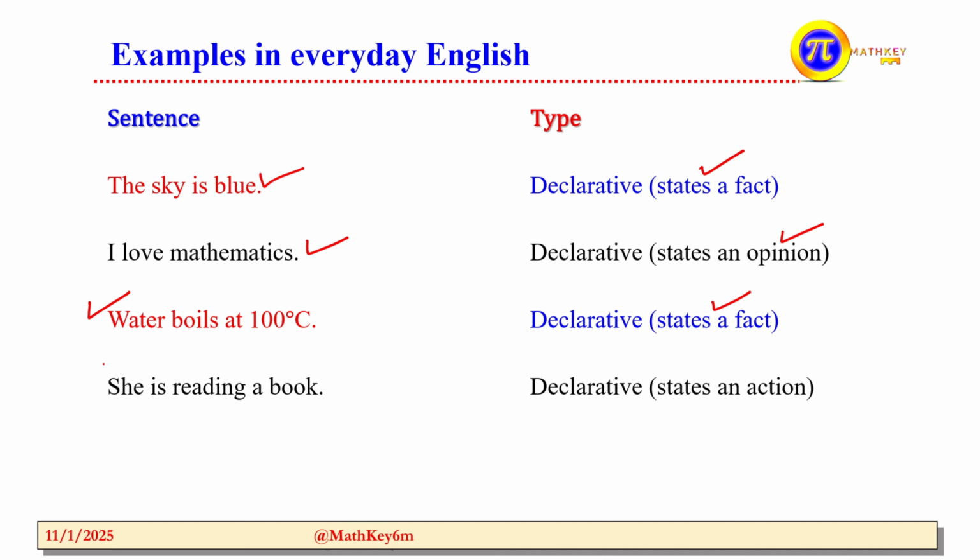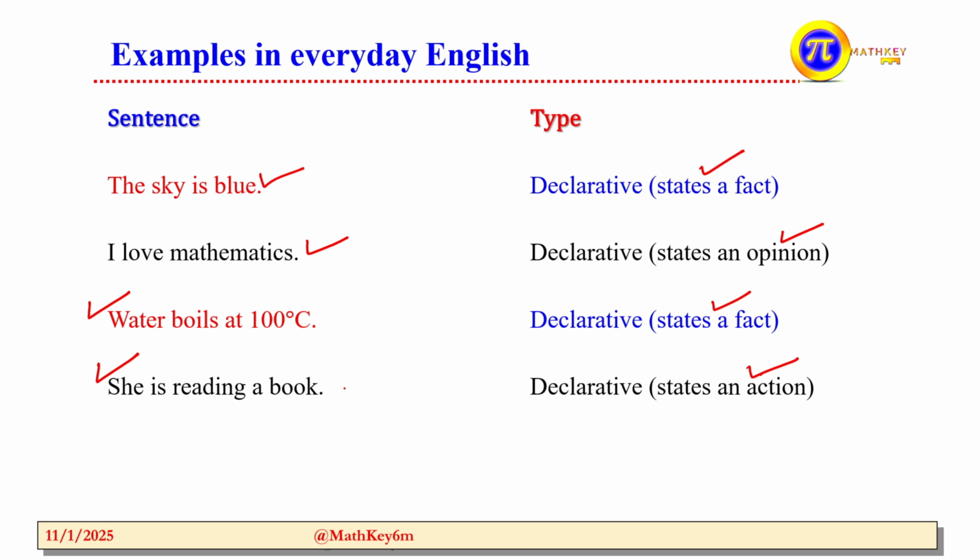The next one, she is reading a book. What is she doing now? It is a declarative sentence, but it states what? An action. It shows her action, what she is doing. So these are some of the examples that we consider in English. They are declarative sentences and they express facts, opinions as well as actions.